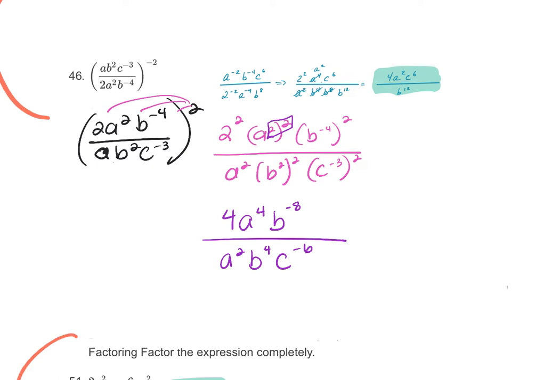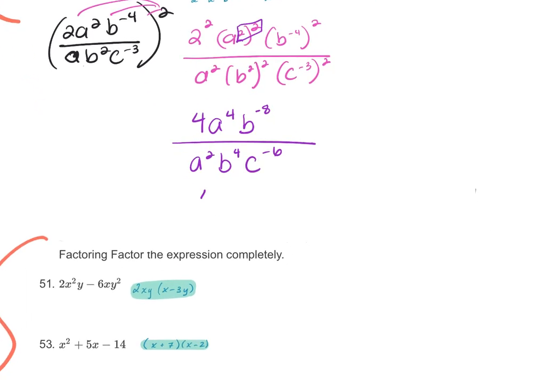Then I want to move everything that has a negative exponent. So the 4 stays, the a to the fourth stays, the a squared stays, the b to the fourth stays, but the b to the negative eighth goes to the bottom, and the c to the negative sixth goes to the top.